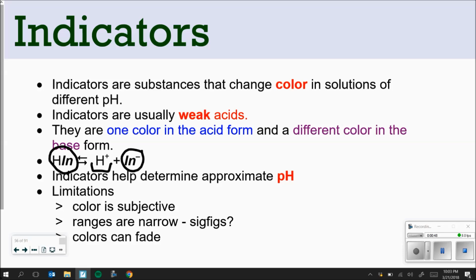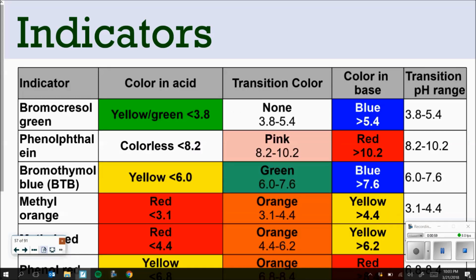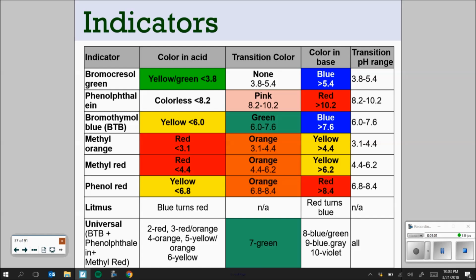The color is subjective. The ranges are kind of narrow, so that makes it difficult with sig figs, and colors can also fade when you're looking at them. But they are still pretty useful, and so here we've got a chart with our indicators. You'll notice we've got our indicators on the left. This is the color that they form in acids, the colors that they form in bases or basic solutions, and then that transition color between the two.